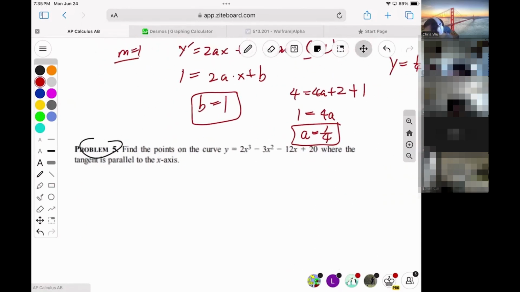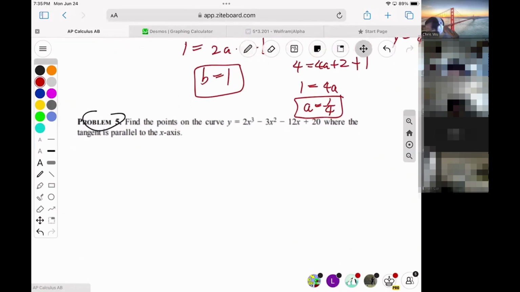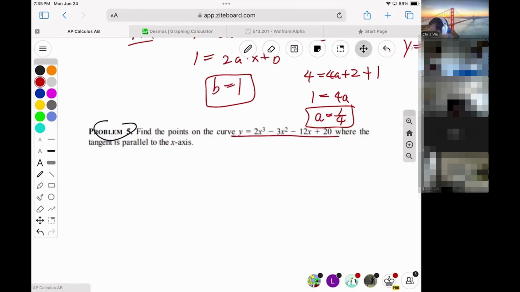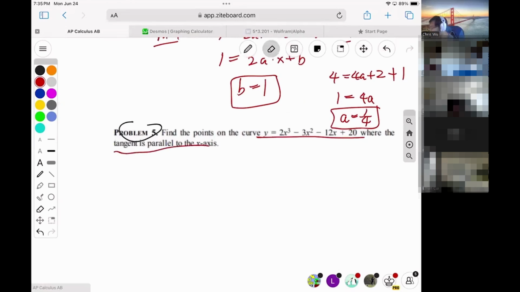So that's all right. Now, number 5 is actually a lot easier, but this one, we do that a lot, especially when it comes to optimization problems later. We're trying to figure out where the function has a tangent line that is parallel to the x-axis. Think about what it means, and let's see if we can solve it.